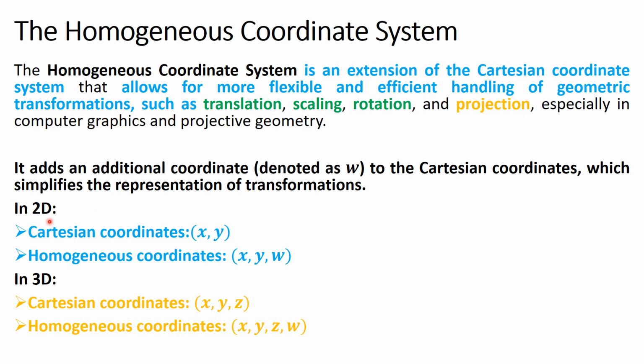In 2 dimensions, Cartesian coordinates are given as x and y. The homogeneous coordinates in 2 dimensions are given as x, y, and w. In 3 dimensions, Cartesian coordinates are x, y, and z. Homogeneous coordinates are given as x, y, z, and w.